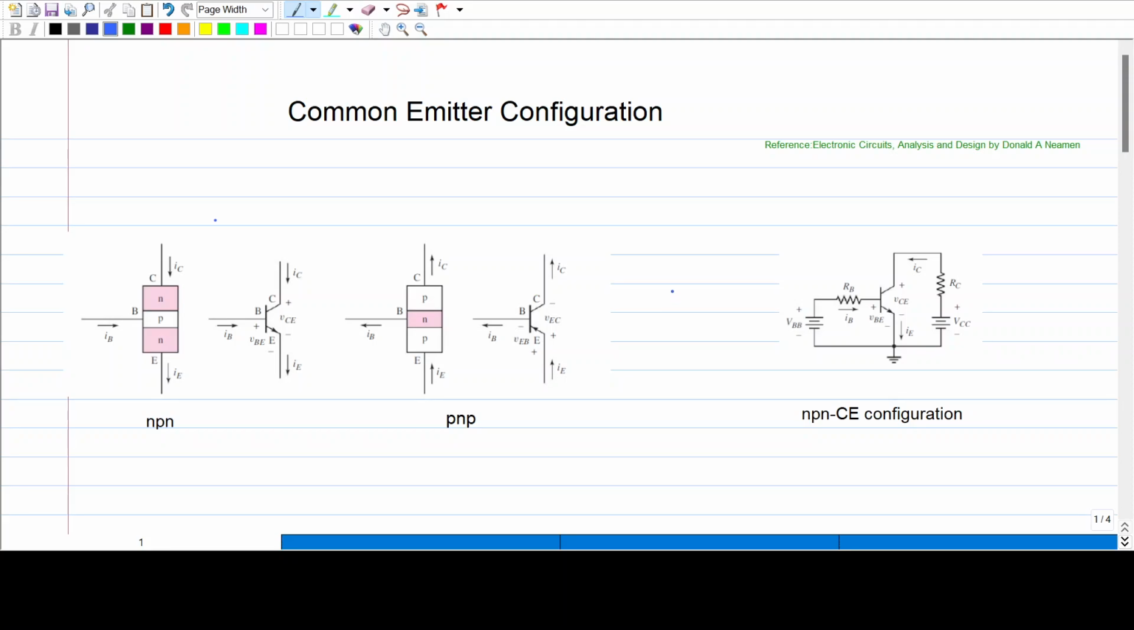Good morning friends. In this video we are going to see the input and output characteristics of NPN transistor used in common emitter configuration.